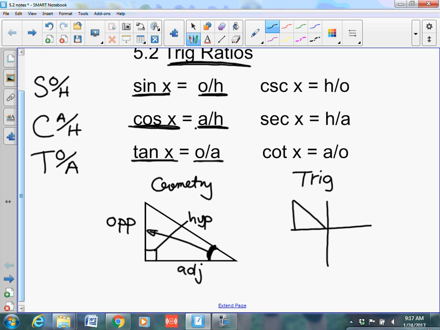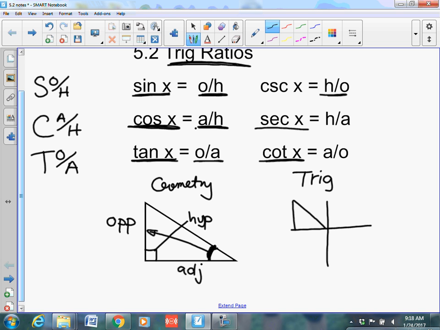I'm going to give you a gigantic formula sheet for trigonometry. Do you notice that there's 3 other trigonometry formulas? Do you notice that these 2 are reciprocals of each other? If sine is O over H, cosecant is H over O. Cosine and secant are reciprocals of each other. Tangent and cotangent are reciprocals of each other. Yes, you have to memorize these.